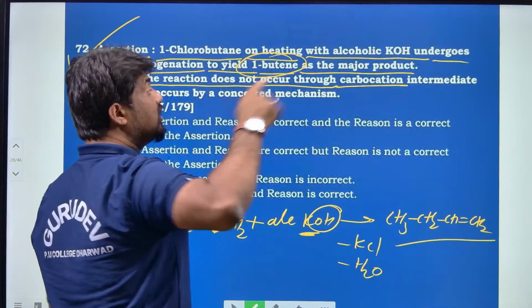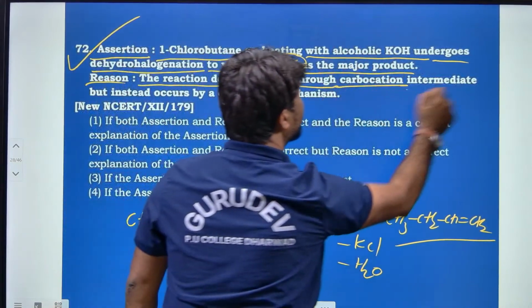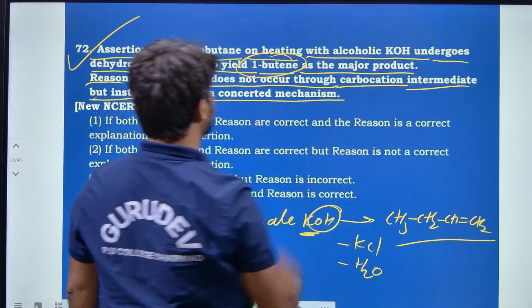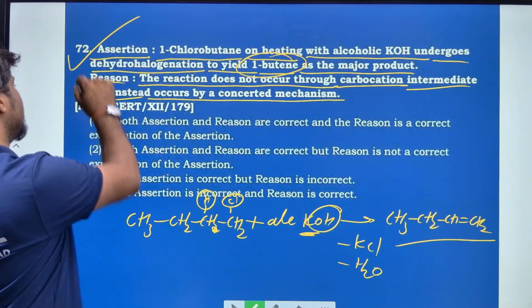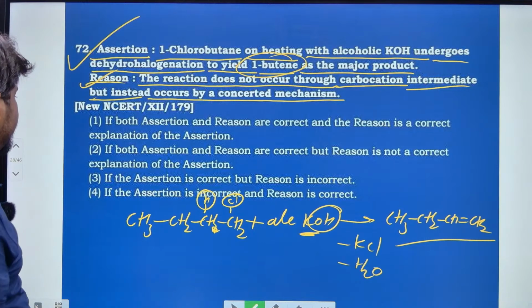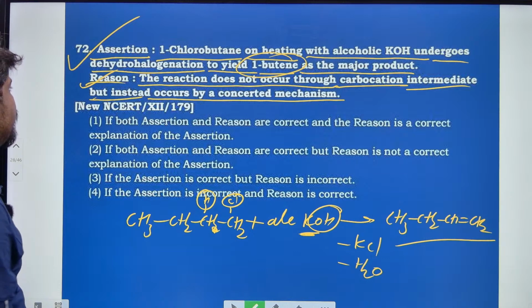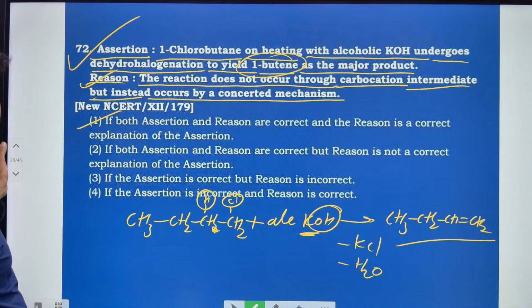The reaction does not occur through the carbocation intermediate, but instead occurs by the concerted mechanism. Yes, of course, the reason is also correct. Hence, both reason and assertion are correct, and reason is the correct explanation for the assertion. So answer A is the right answer for the question. Go to the next problem then.